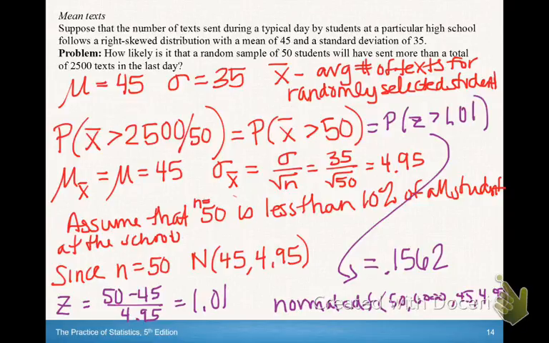So to conclude, and I'm running out of room, so we would write this out, but we would conclude that there's about a 16% chance that a random sample of 50 students will have sent over 2,500 texts in the last day.